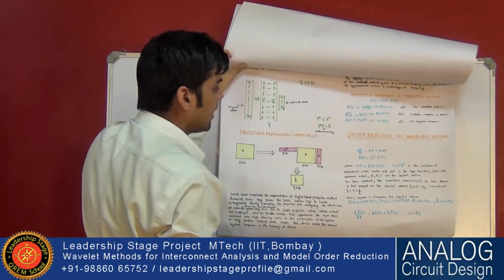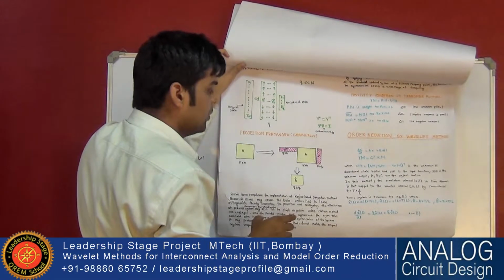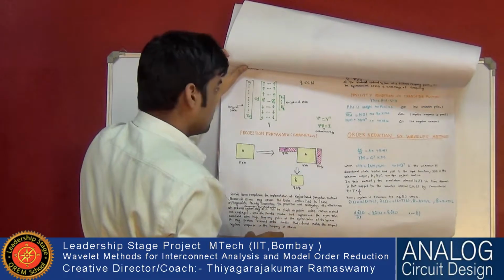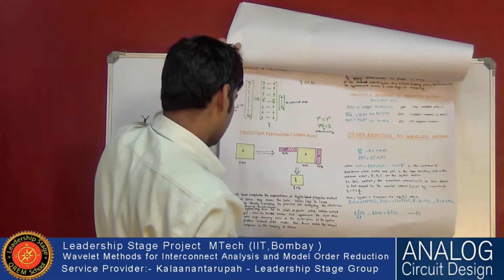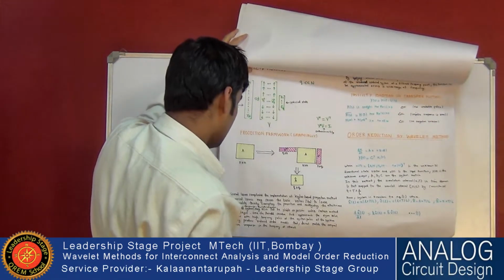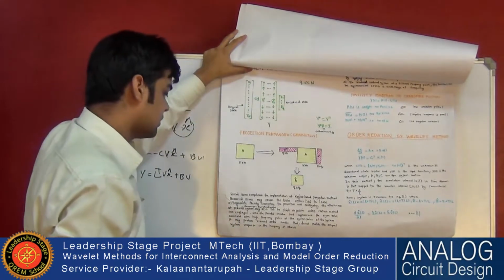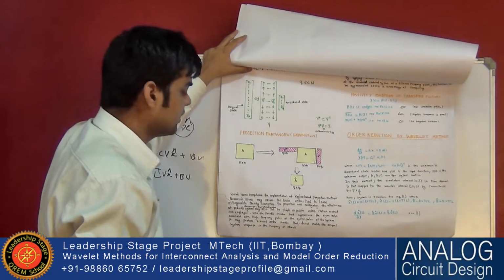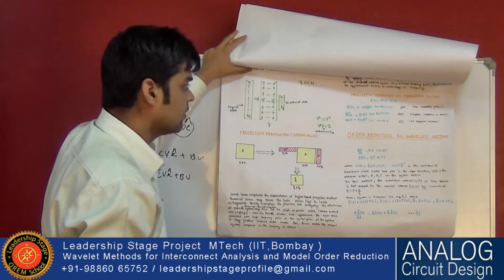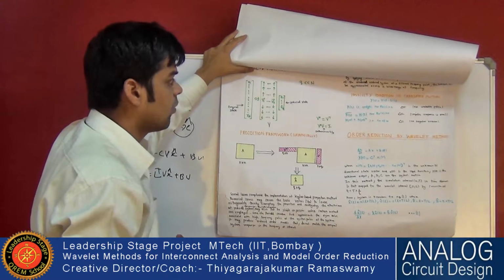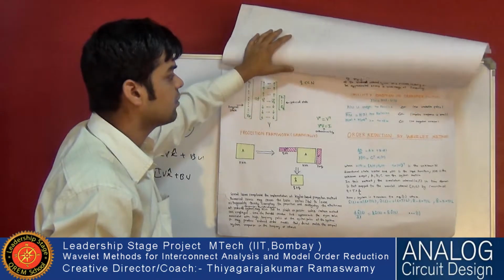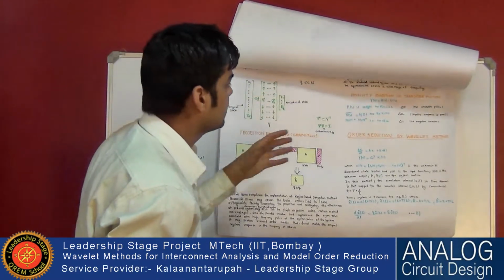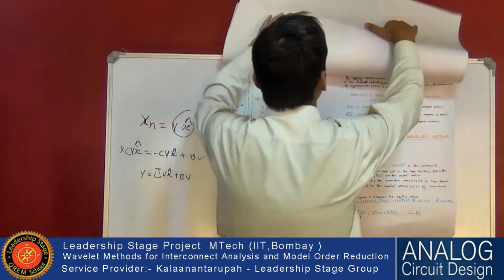There are biorthonormality algorithms also, and there are also issues with this iterative method. There are also issues of losing passivity. What is passivity? Passivity means any system should not generate energy. Suppose we take a circuit and apply a battery to that.